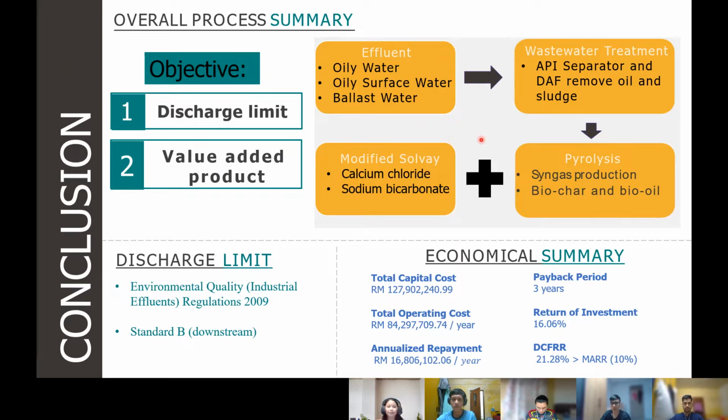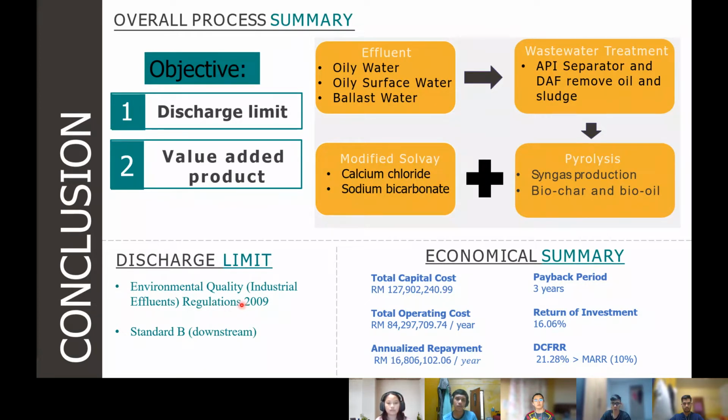The removal of oil and suspended solids is done using the API separator and dissolved air flotation unit. The recovered oil and sludge is further processed in pyrolysis units to produce syngas, biochar, and bio-oil. Sodium chloride is also recovered from the wastewater and processed into calcium chloride and sodium bicarbonate through the modified Solvay process. Overall, this plant design achieved its objective by satisfying the discharge limit stated in the Environmental Quality Industrial Effluents Regulations 29 for Standard B.